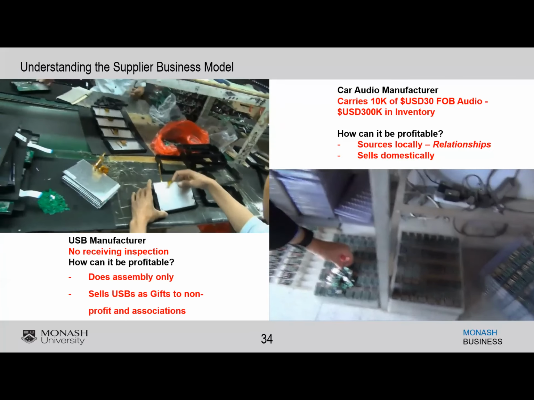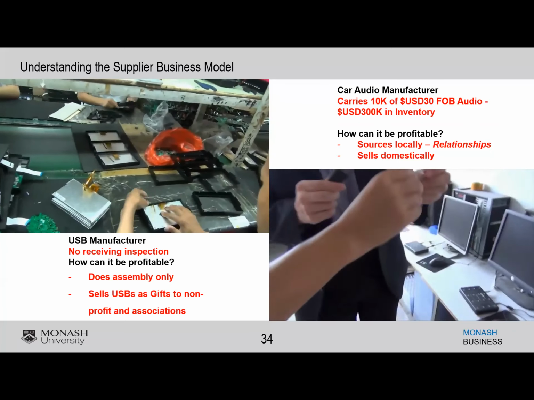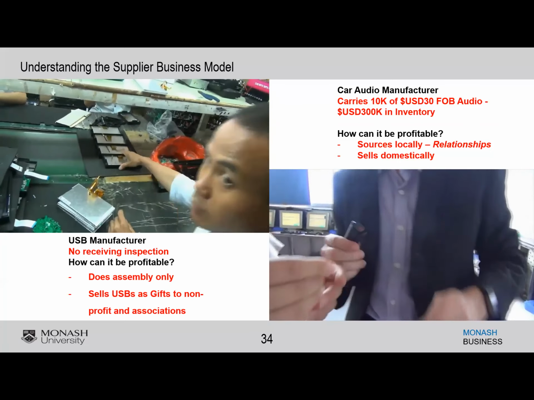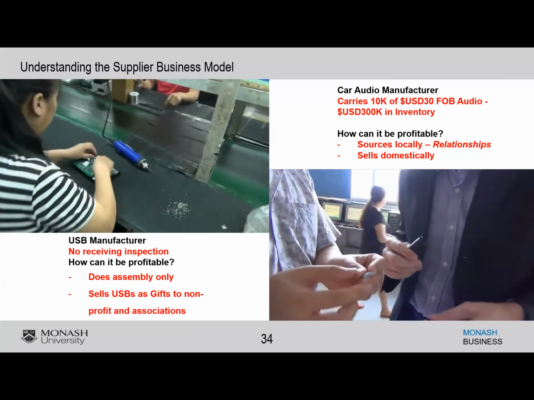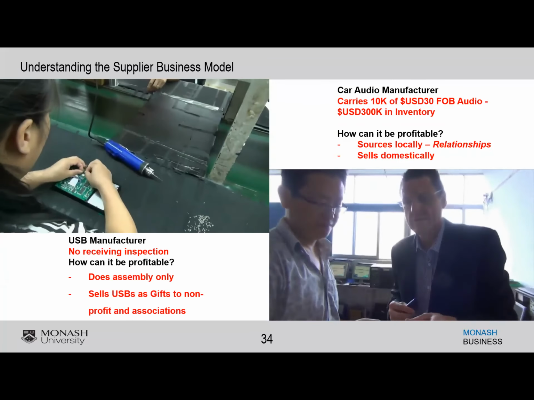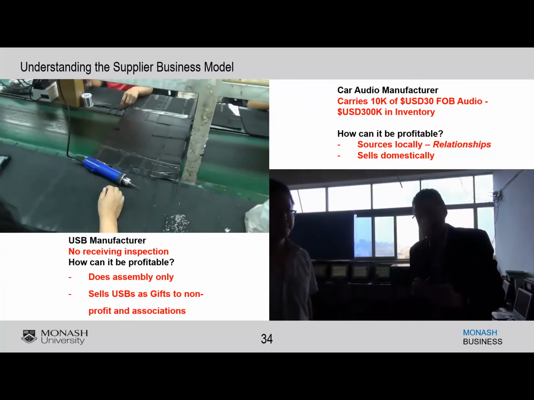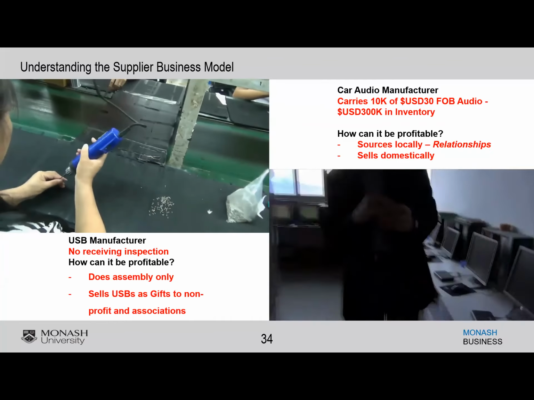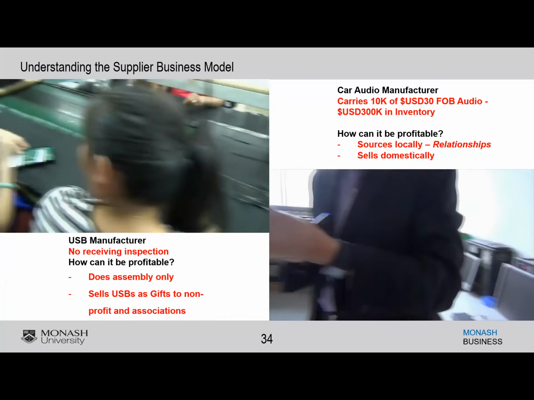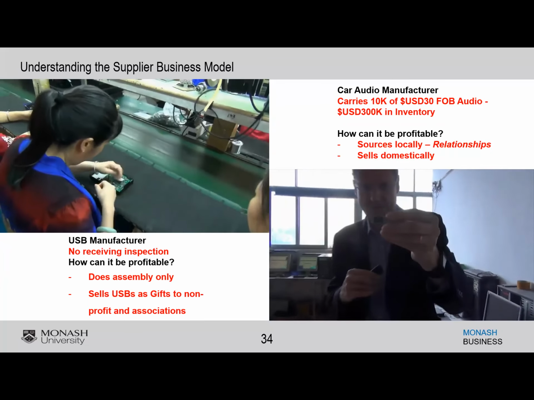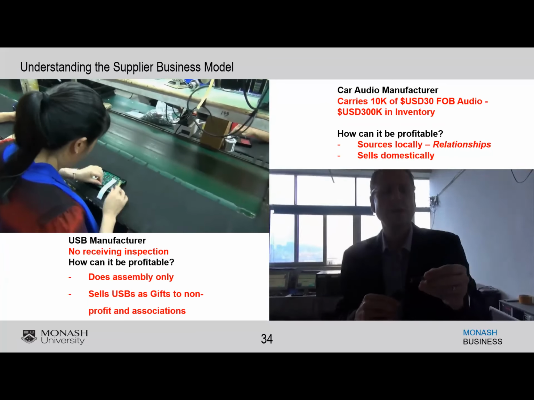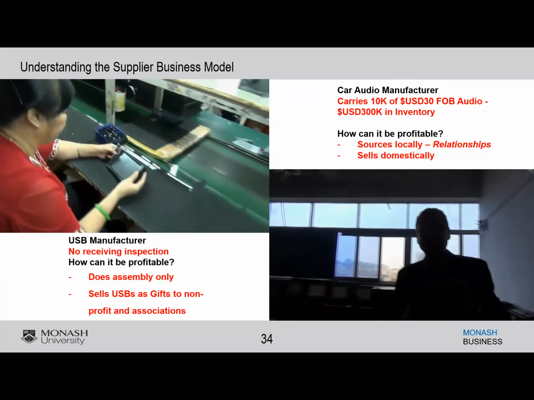Whereas the business model of this one here, wow, you cannot have that. Look at all that. You got components, you got those ICs just lying around on the floor, no separation, you got dust, no clean room. These are all things for your factory visit. But it doesn't matter. It doesn't matter. You know why?